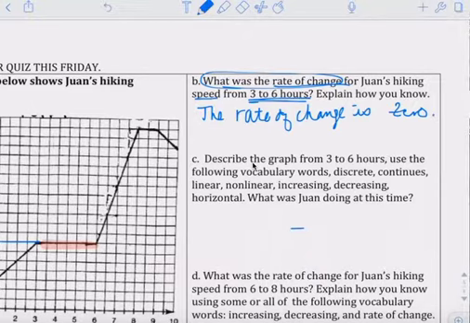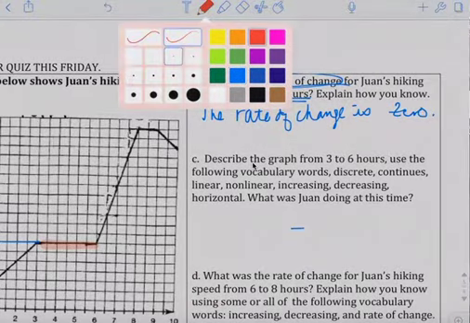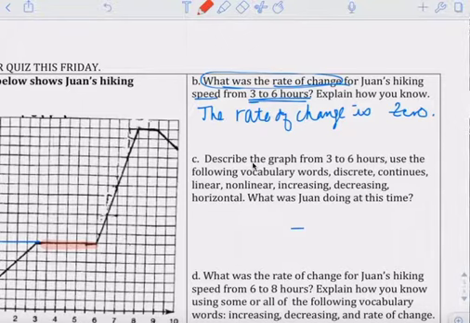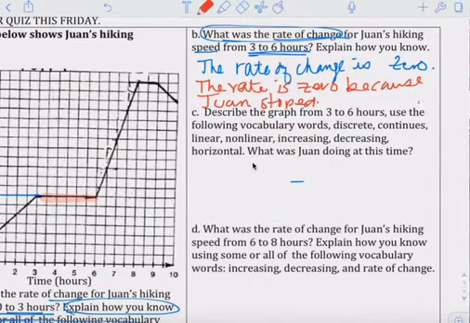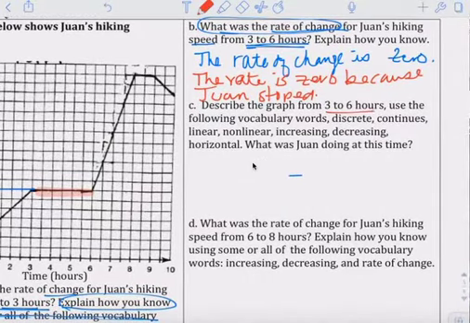How do we know that the rate of change is 0? Because the rate of change is 0 because Juan stopped. He didn't go anywhere. Describe the graph from 3 to 6 hours.